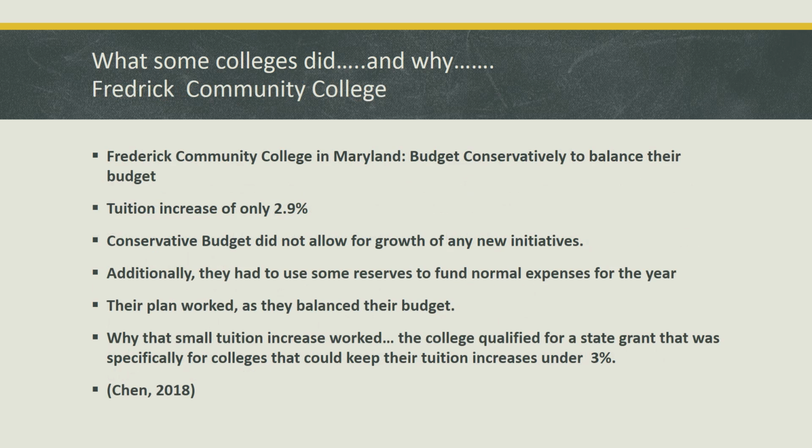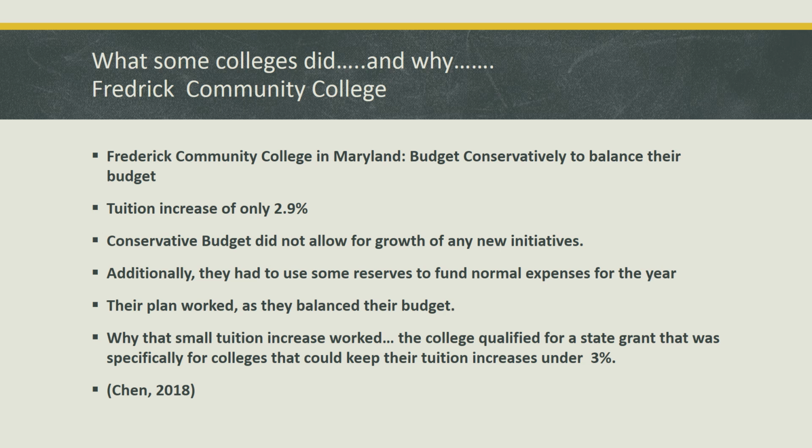Here's another case study, Frederick Community College. It's in Maryland, and their plan was to budget conservatively to balance their budget. They had a tuition increase of only 2.9%, which is relatively small. Their conservative budget, however, didn't allow for the growth of any new initiatives: no new programs, no new courses, no new structures, no improvements of anything. They basically had to stay status quo.